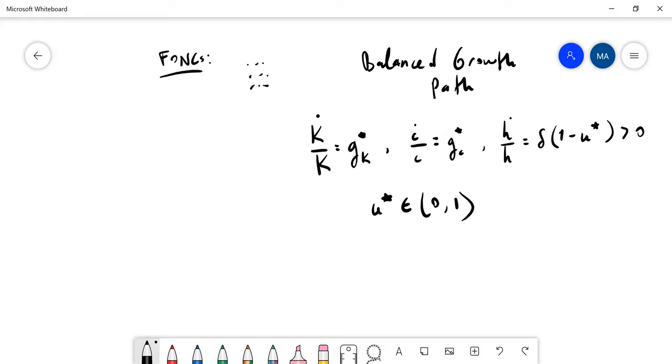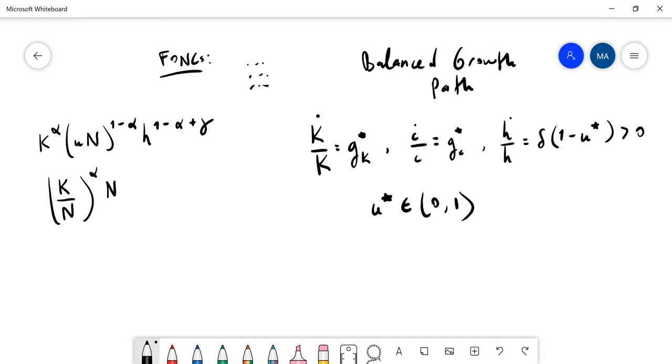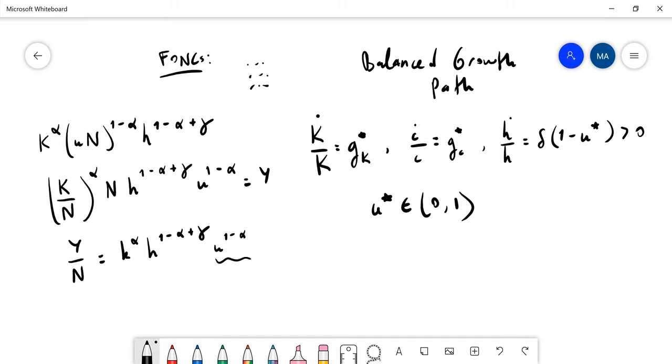So imagine, once again, look at the utility production function. So you have K to the alpha, U to the 1 minus alpha, and H to the 1 minus alpha plus gamma, right? You can write this in this way. This is Y. Then Y over N is K over N to the alpha, right? H to the 1 minus alpha plus gamma, U to the 1 minus alpha.